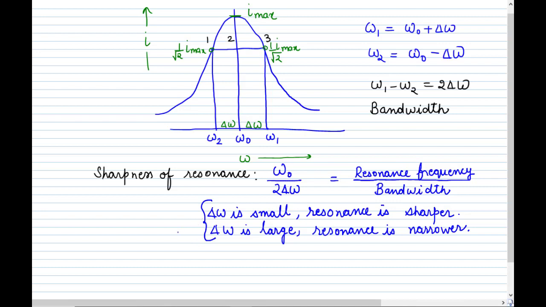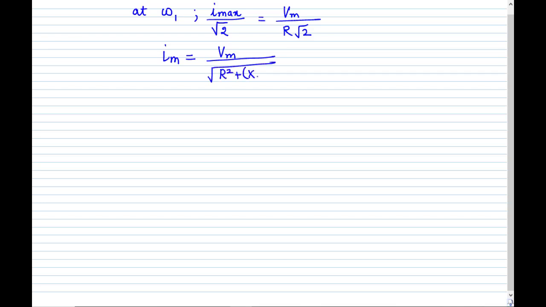So now we want to calculate the value of current at points omega 1 and omega 2. We can say that at frequency omega 1, the current is I maximum upon root 2, that is 1 upon root 2 times the maximum value, and Im has the value Vm upon R. If we simply write down Im, then Im is Vm upon under root R square plus Xc minus XL whole square. That is the general value of the current at any frequency.